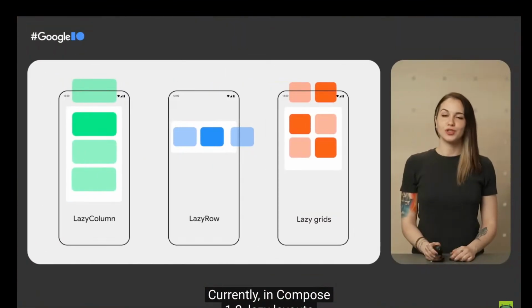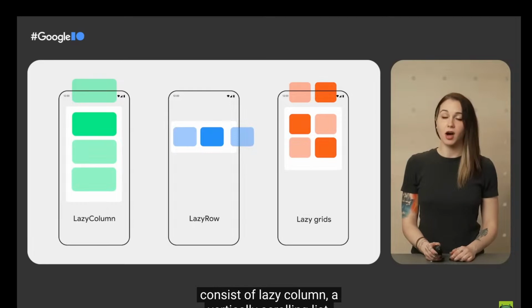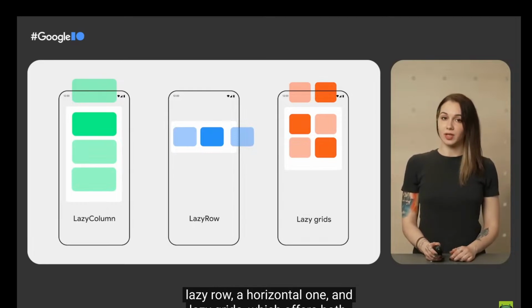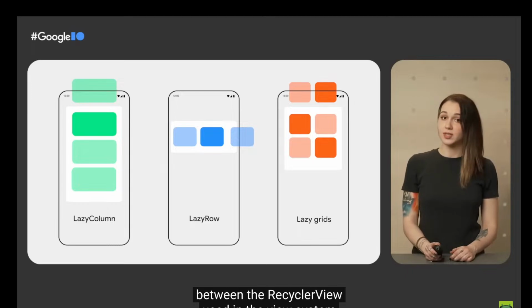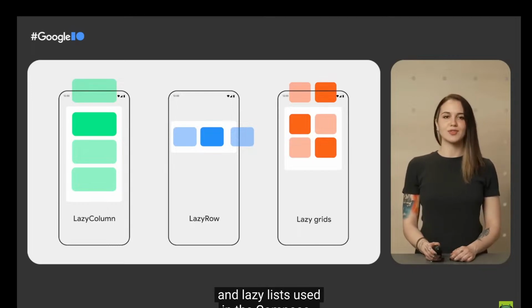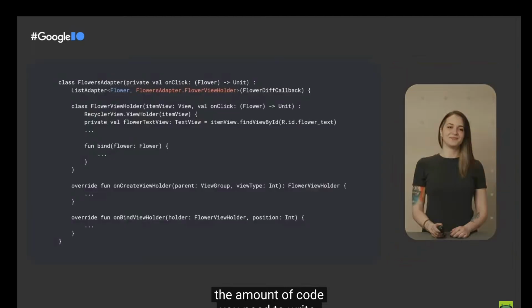Currently in Compose 1.2, lazy layouts consist of LazyColumn, a vertically scrolling list, LazyRow, a horizontal one, and LazyGrids, which offers both. There is, however, a big difference between a Recycler View used in the View system and lazy lists used in Compose: the amount of code you need to write.